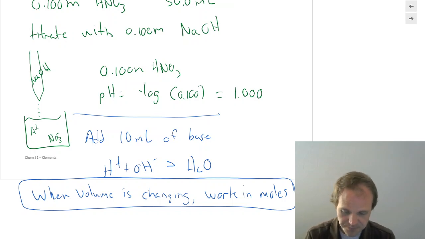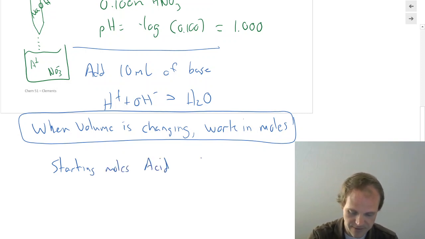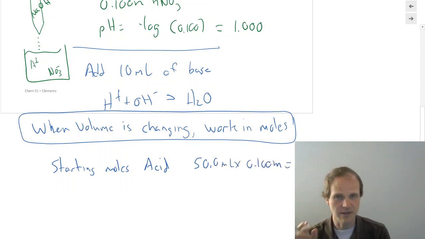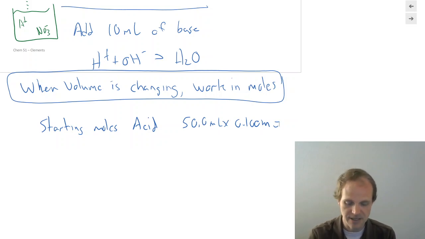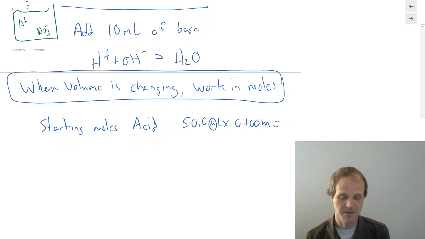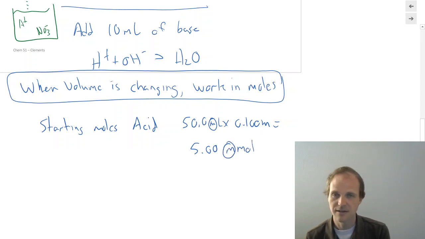So what we're going to do is say, what's our starting moles of acid? In that case, it was 50 milliliters times 0.100 molar. And the astute among you will be like, Professor Clements, no, no, no, no. Molarity is in moles per liter, so I've got to convert that into liters. And you can do that if you really want to. No problem, that's what you should do, then you'll get pure moles. But it turns out, remember this milli is just a 10 to the minus third. And so if I multiply 50 times 0.1, I get 5.00 millimoles. Do the math.